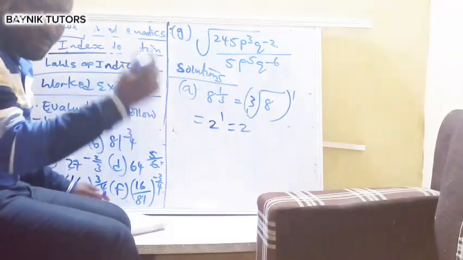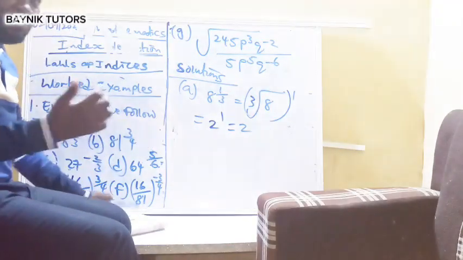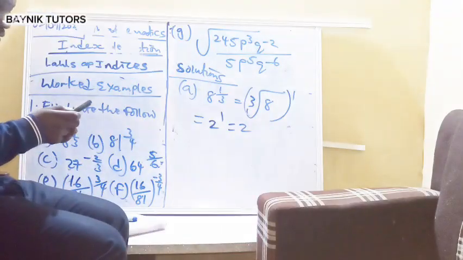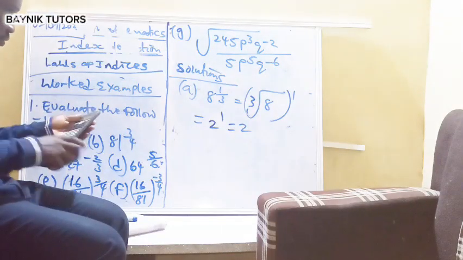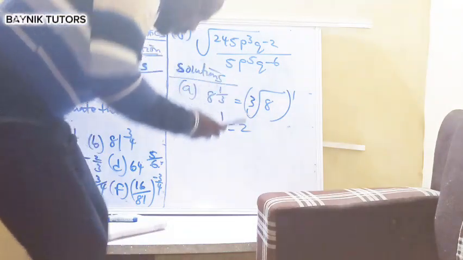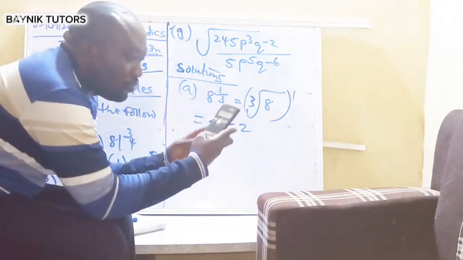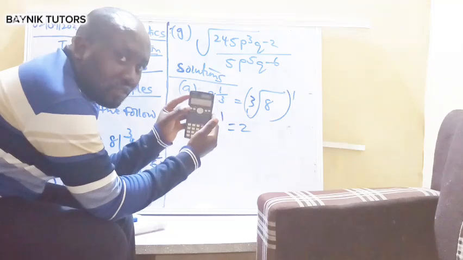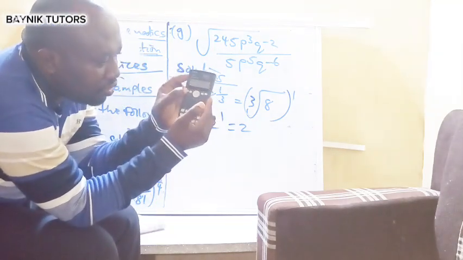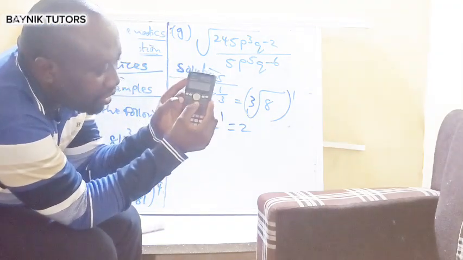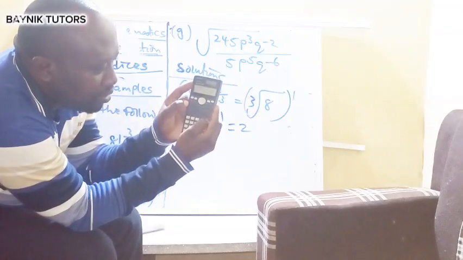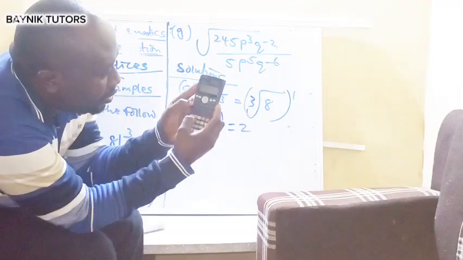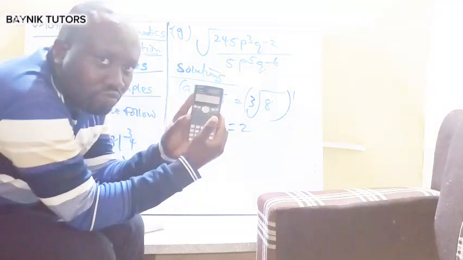Let me get my calculator and see how to go about that. So from here, you press your third root. Look at me pressing it: shift, then the root key, raised to power, then 8. What do you have there? 2. That's how to press.